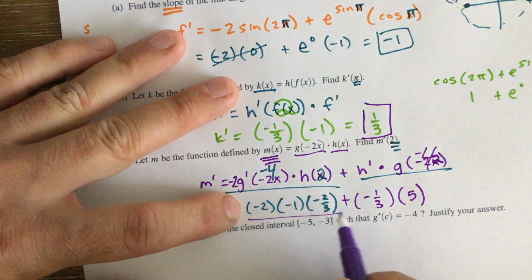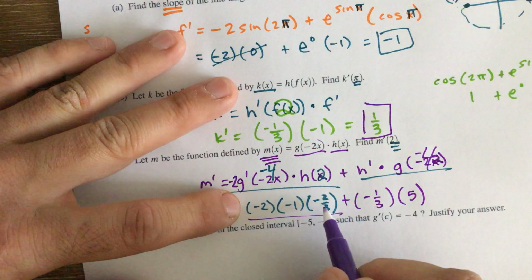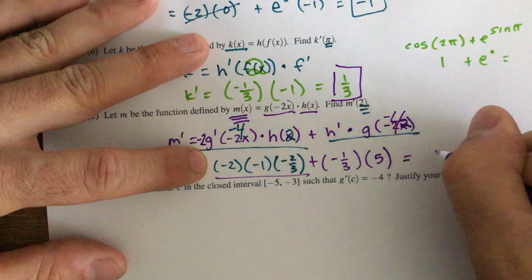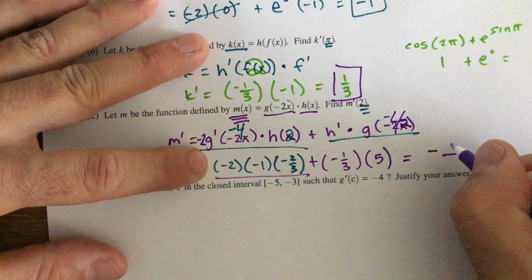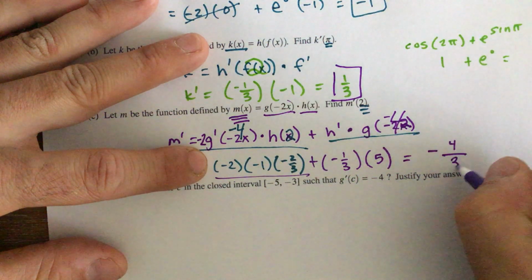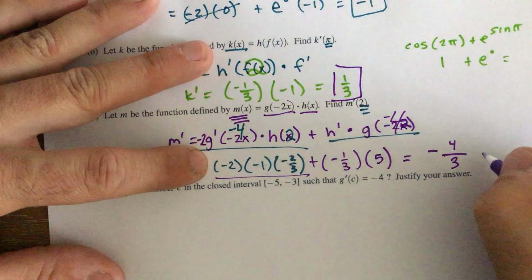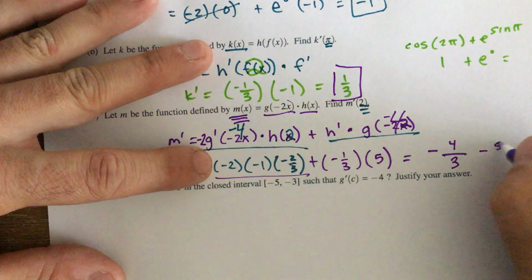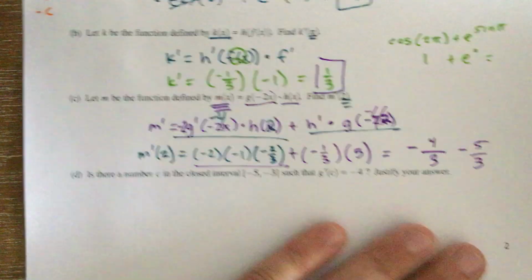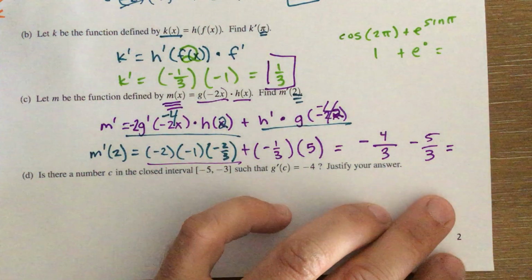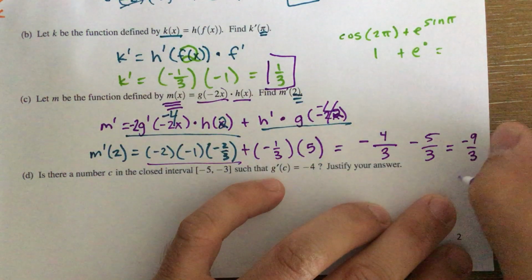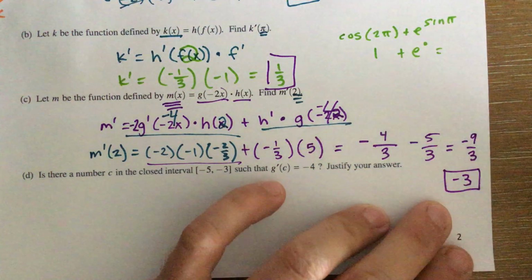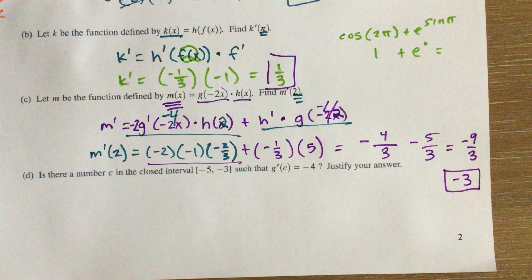So how much did all this make? Like I said, we have 2 terms. That's a negative times a negative times a negative, which is negative something, negative some fraction. It looks like 2/3, 4/3, 4/3. And then here, that's going to be minus 5/3. And we already have common denominators, thank goodness. So negative 9/3, oh, negative 3. Okay. All right, last one.